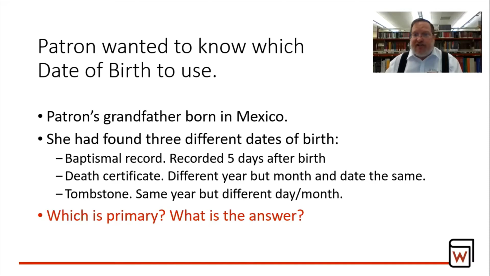So let's have a little test to see where we are with information about secondary records. I had a patron who wanted to know which date of birth to use. The grandfather was born in Mexico. She had found 3 different dates of birth. She had a baptismal record recorded 5 days after birth, a death certificate that had a birth record with a different year, but the month and date were the same, and a tombstone record, same year, but different month and date. So she had some conflict. So what is primary? What's the answer?